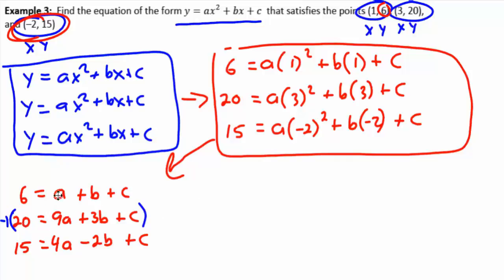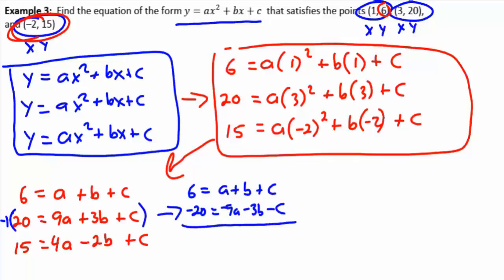So we're going to have 6 equals a plus b plus c, and this is going to be negative 20 equals negative 9a minus 3b minus c. The reason I'm doing that is my c's drop out, and I get negative 14 equals negative 8a minus 2b. And that gives me one equation that's going to help me solve for a or b.